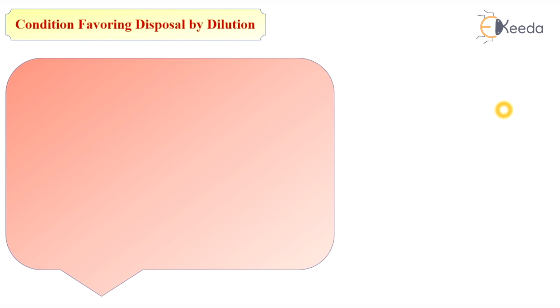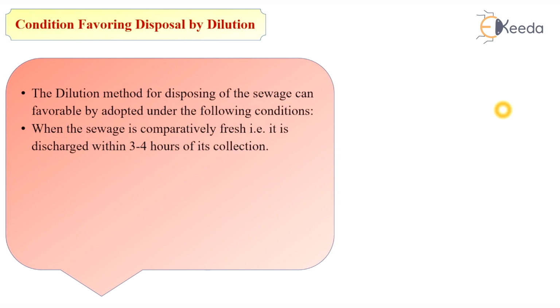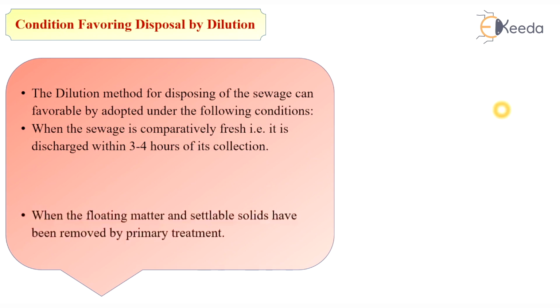So what are the conditions favoring the disposal by dilution? There are some factors: the dilution method for disposing of the sewage can be adopted under the following conditions, such as when the sewage is comparatively fresh, that is, it is discharged within 3 to 4 hours of its collection. That time only we are discharging the sewage directly into the water body. So the sewage must be fresh.